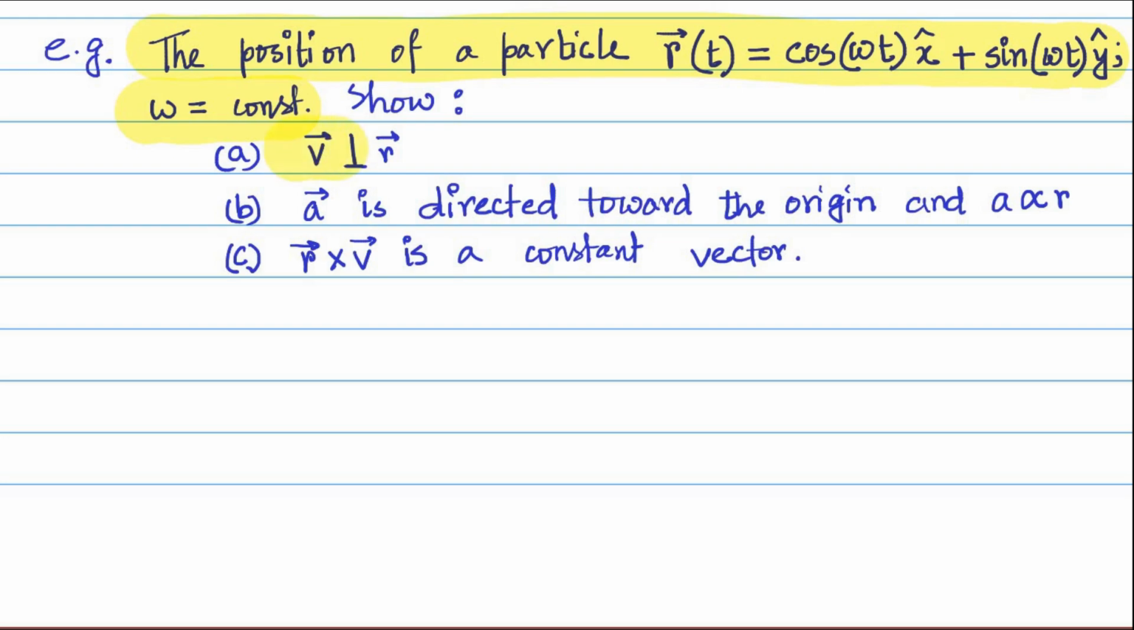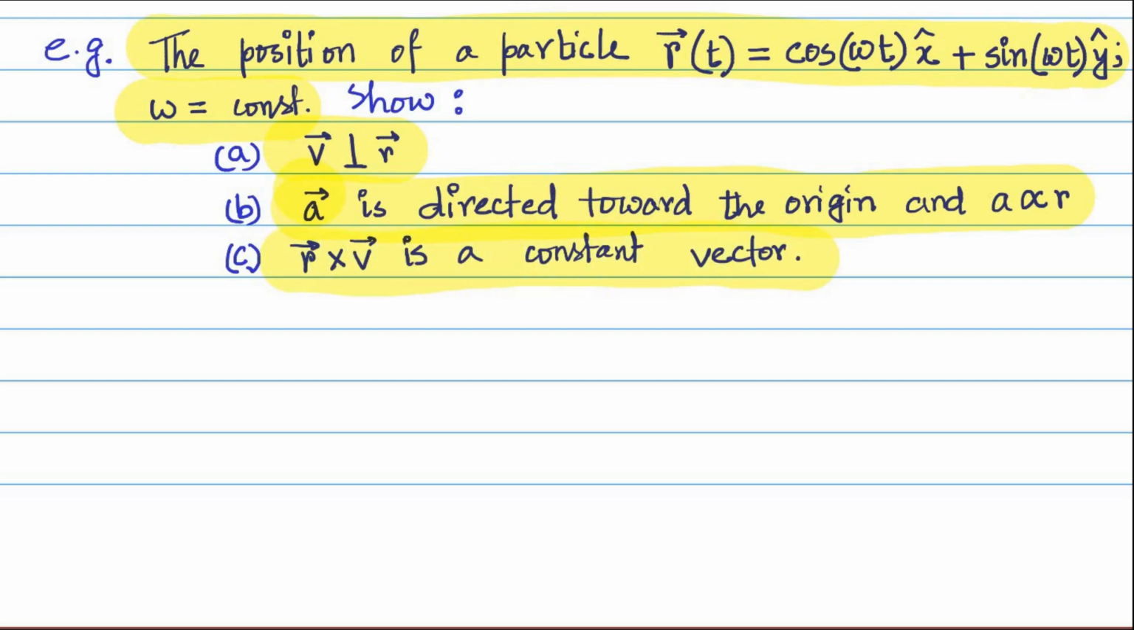First of all, the velocity is perpendicular to the position vector, and there's no mention of a specific time, so that means it keeps being perpendicular to the position vector at all time, as long as the position of the particle is defined by this r here. Then the acceleration is directed toward the origin, and the magnitude of the acceleration is proportional to the distance from the origin, and r cross v.